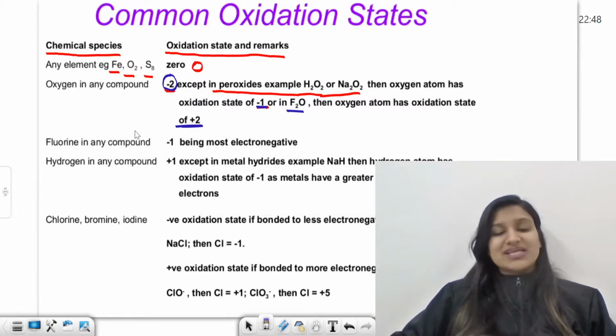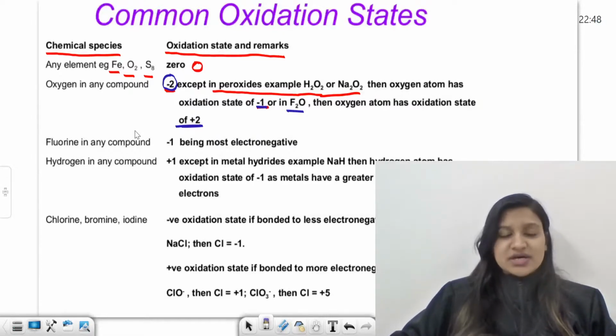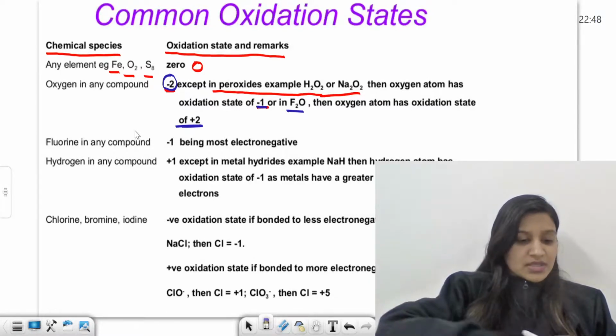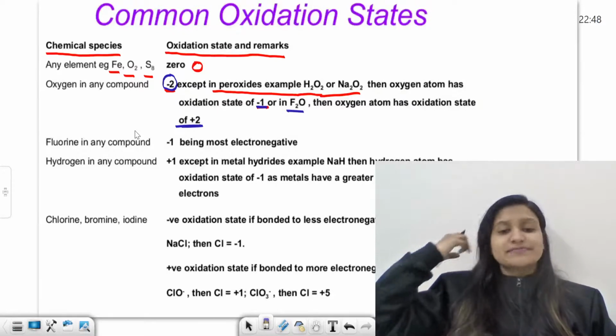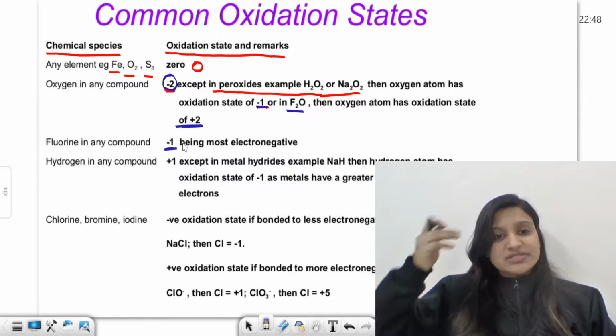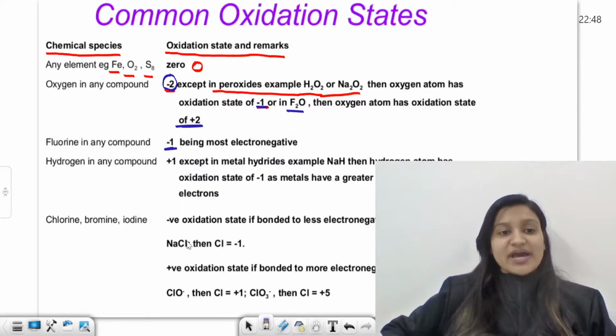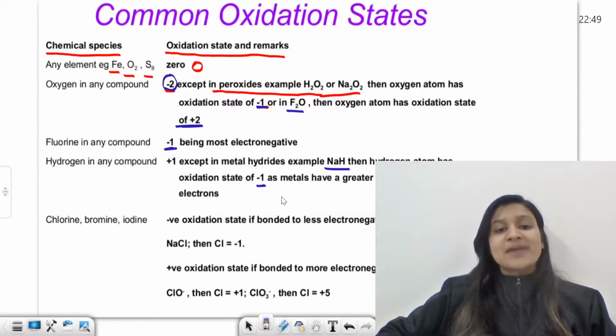Now about fluorine. The oxidation number of fluorine is always -1. So it is sorted. Now comes hydrogen. Hydrogen is +1 except in metal hydrides, for example NaH. Then the hydrogen atom has an oxidation state of -1, as metals have a greater tendency to lose electrons. Alright.